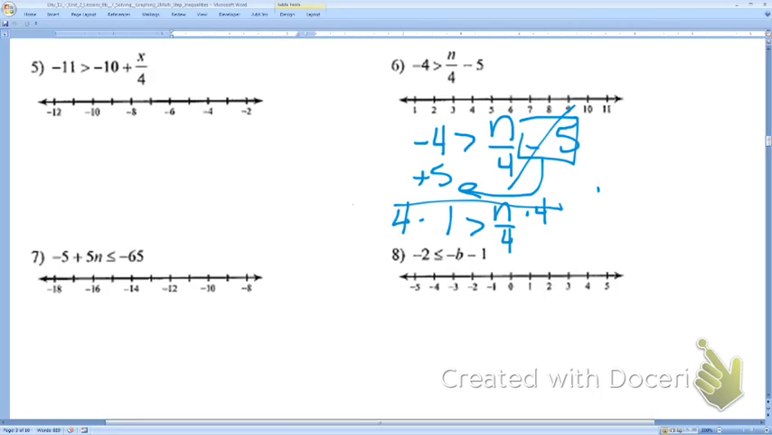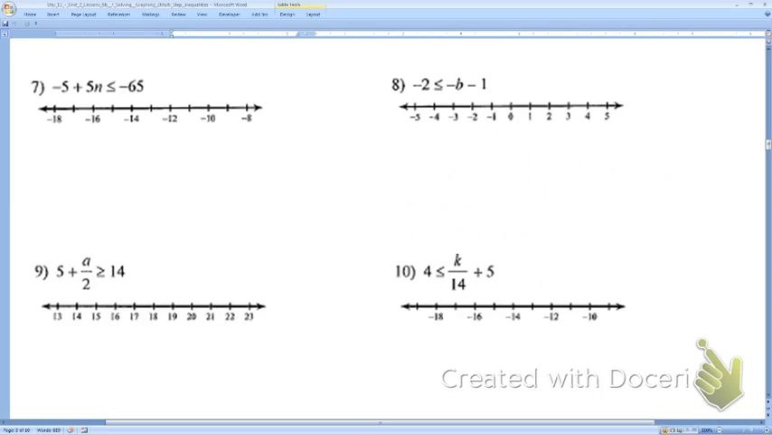4 times 1 is 4. It's greater than n. That's what I did before. I didn't draw my line, so I knew to cancel that out. Plot my endpoint at 4. I leave it open, and the variable's on the wrong side of the equation, so I need to point it the opposite way. Ready for problem number 7?